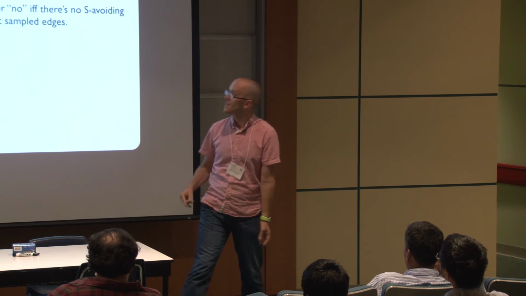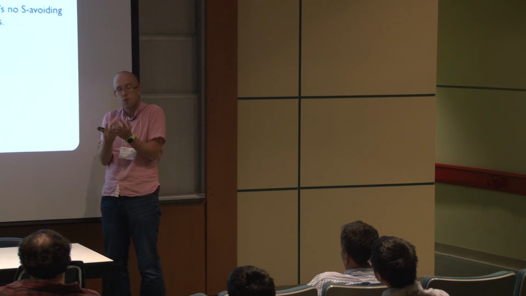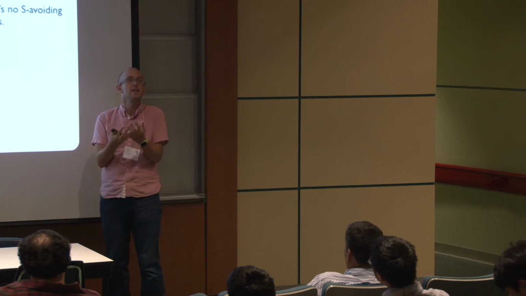I'm not surprised you to learn that the algorithm for node connectivity is: sample some edges and answer no, U and V are not connected after the removal of S if there's no path between U and V that avoids S amongst the sampled edges. So again, the sampled edges are just playing the role of a kind of kernelization of the original problem.